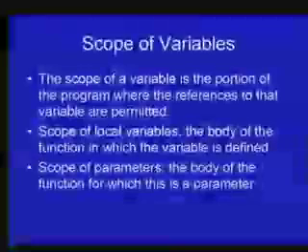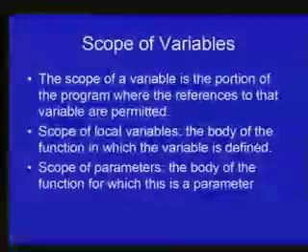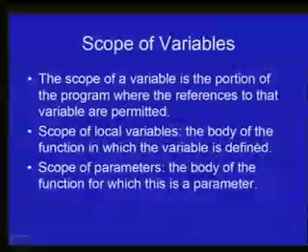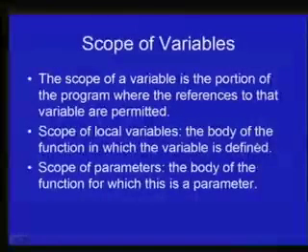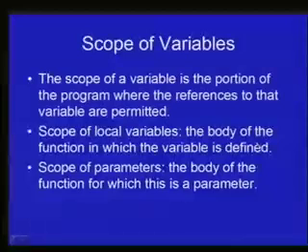Okay, let's now discuss the scope of variables a little more formally. So the scope of a variable is defined as the portion of the program where references to that variable are permitted. So as we have already seen, the scope of local variables extends to the body of the function within which the variable is defined, and the same is true for the scope of parameters. The scope of a parameter to a function f is also within the body of the function f.